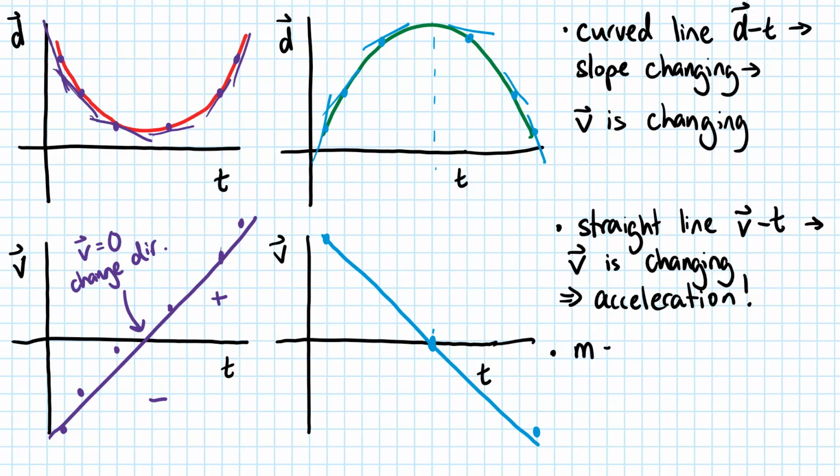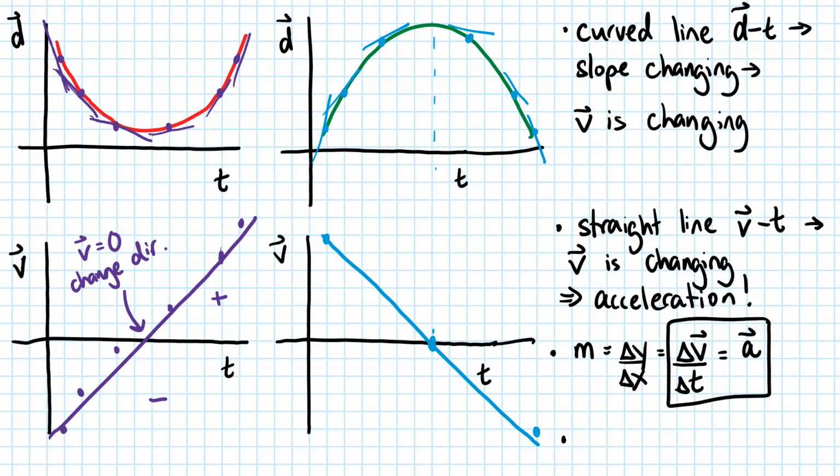So let's see. The slope we know is rise over run, or change in y over change in x. In this case, what is the y-axis? The y-axis is your velocity. So change in y is actually change in velocity. X-axis is time, so the change in x is actually change in time, or the time interval. And we know that equation. Change in velocity over time interval equals acceleration. That's the definition. So the slope of a velocity time graph equals acceleration.